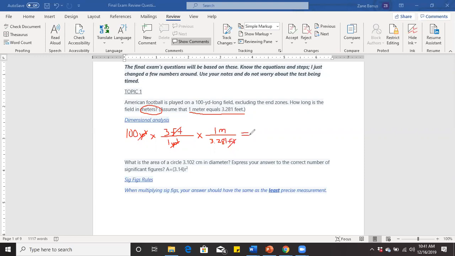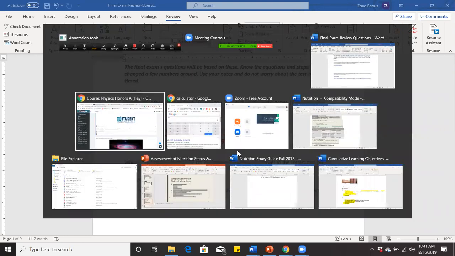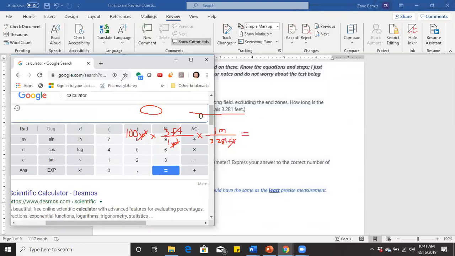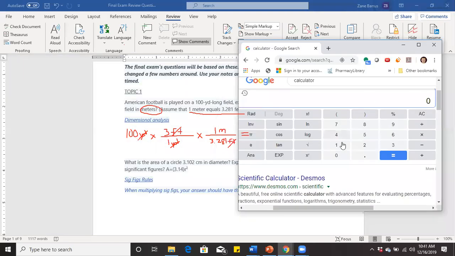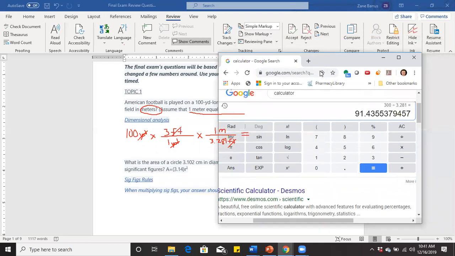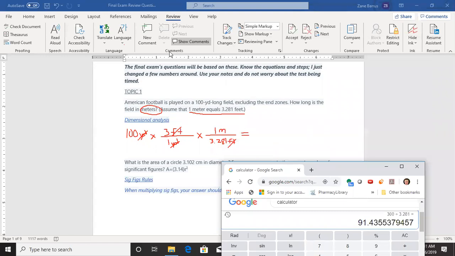So in my calculator, I'm going to do 100 times 3. I'm going to divide that by 3.281. Okay, so I've got my calculator right here. So we're going to do 100 times 3. We're going to divide that by 3.281. My answer is about 91.4 meters. Okay, so 91.4 meters.